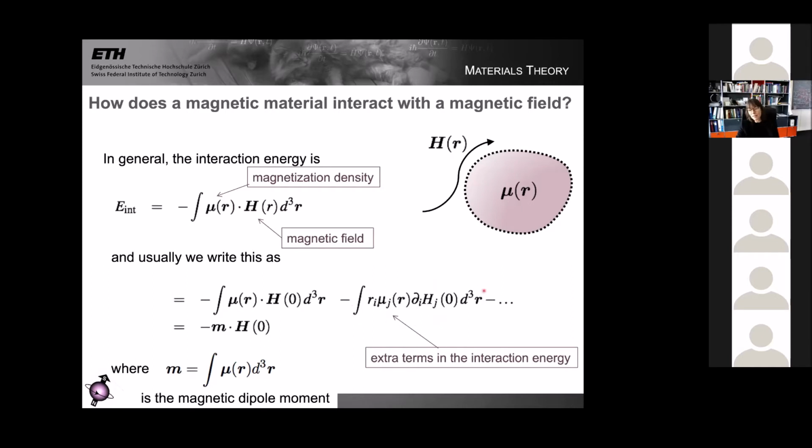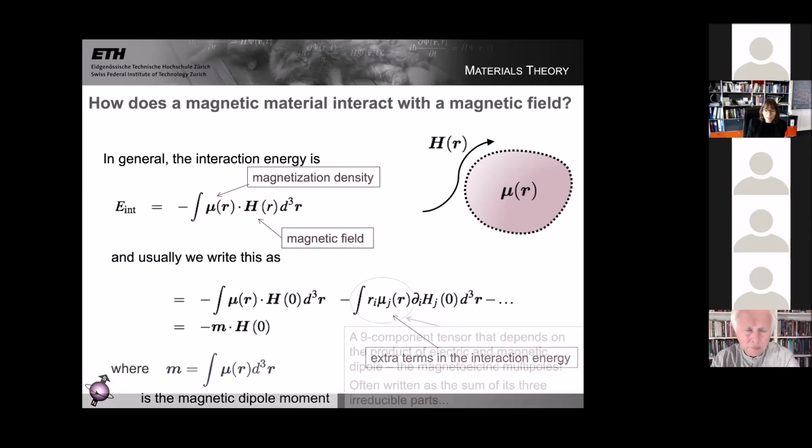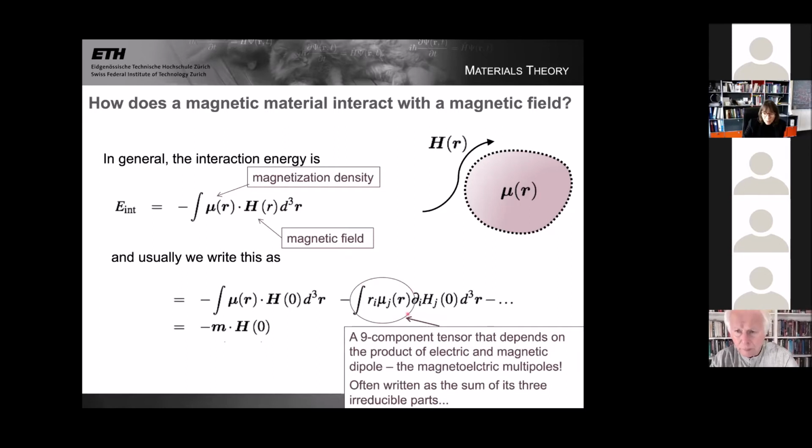I can immediately see, for example, that if my magnetic field is spatially varying, then I absolutely need to consider these terms. I can't just stop here because I won't capture the interaction of the magnetization density with my magnetic field in general. So these extra terms in the interaction energy form a 9-component tensor. It's R_i times mu_j, so it's the electric dipole in the 3 Cartesian directions and the magnetic dipole in the 3 Cartesian directions. It's the product of electric and magnetic dipole, and so, sorry for the typo here, it's going to represent these magnetoelectric multipoles.